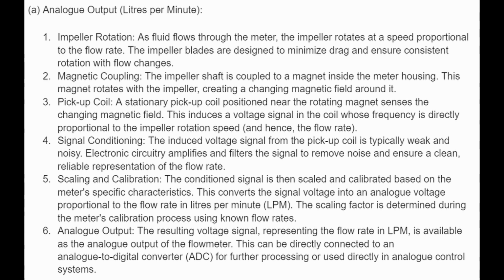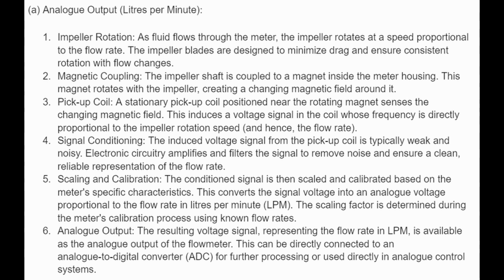3. Pickup coil. A stationary pickup coil positioned near the rotating magnet senses the changing magnetic field. This induces a voltage signal in the coil whose frequency is directly proportional to the impeller rotation speed and hence the flow rate. 4. Signal conditioning. The induced voltage signal from the pickup coil is typically weak and noisy. Electronic circuitry amplifies and filters the signal to remove noise and ensure a clean, reliable representation of the flow rate.